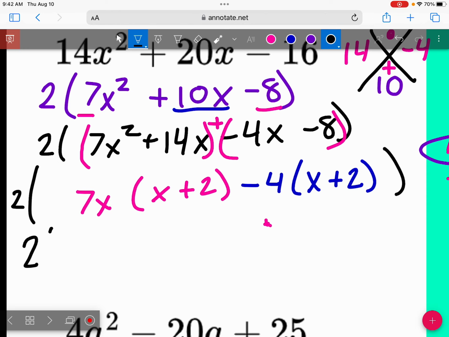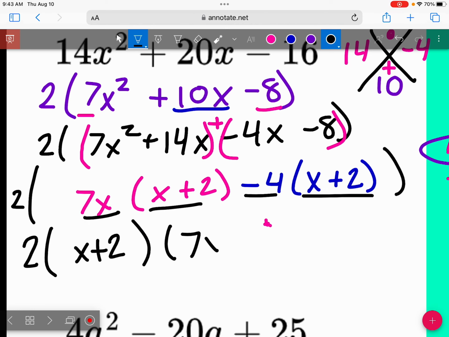This 2 is still hanging out in front. He's an obnoxious little line leader. We're going to write our piece that we had here. X plus 2. And we take our 2 little pieces that we pulled out. 7x minus 4.